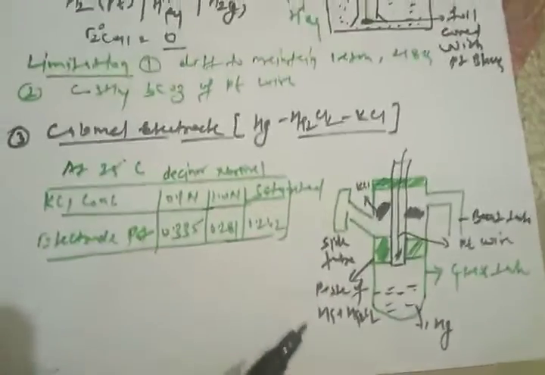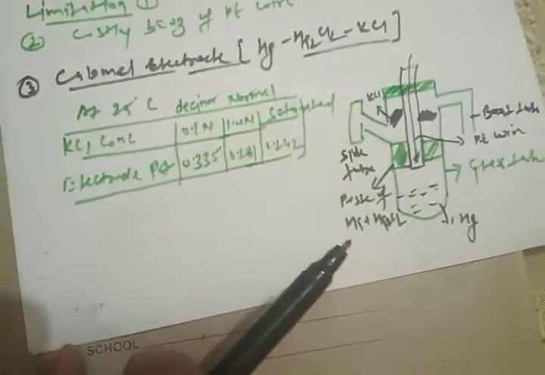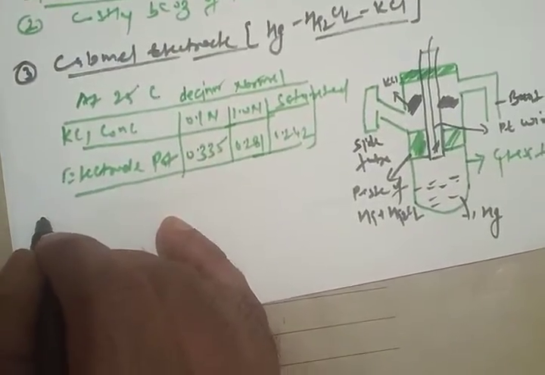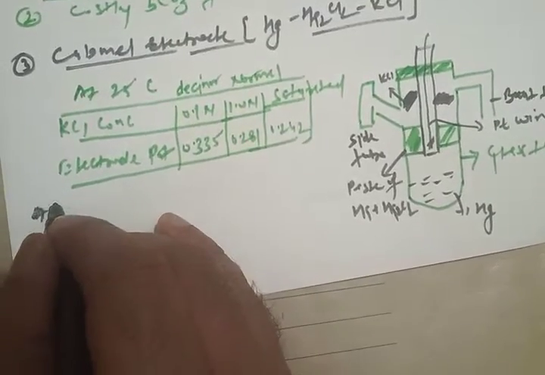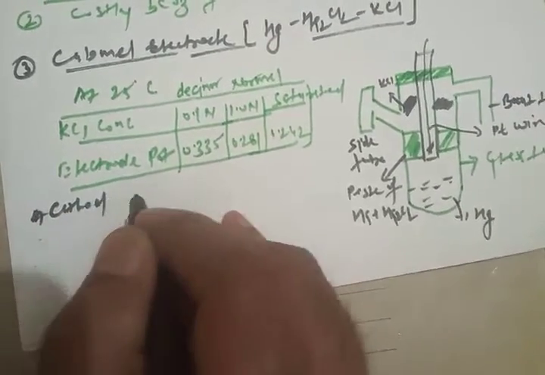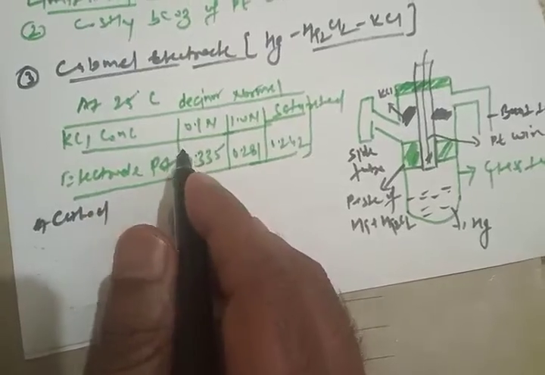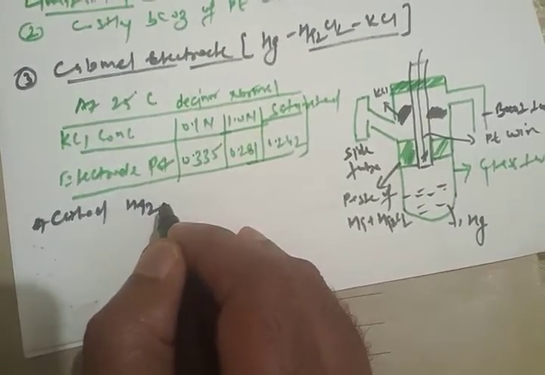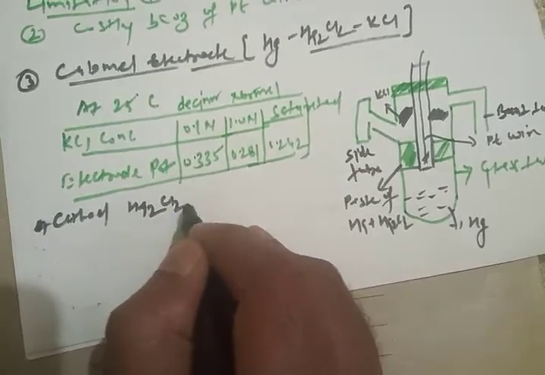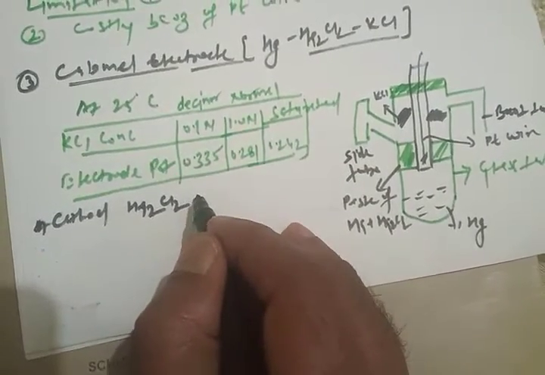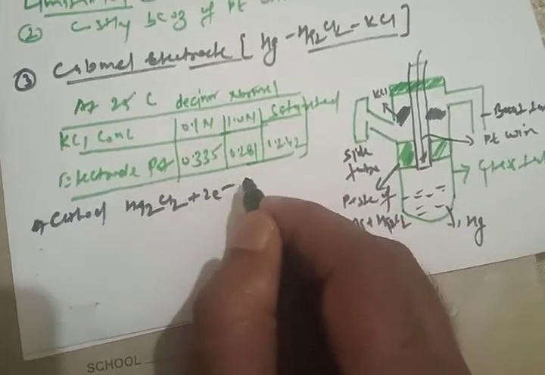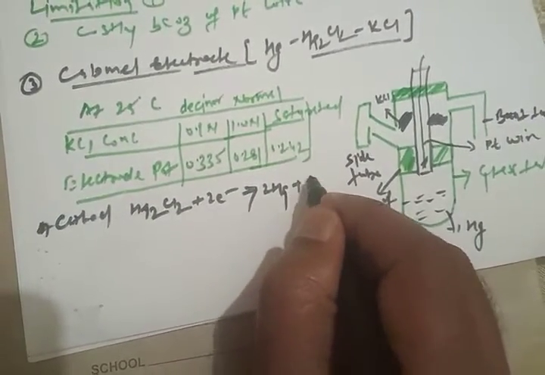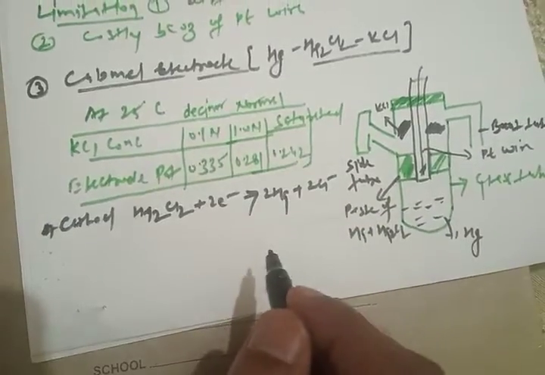Now the very important, and that's it, that is the electrode reaction. So again, first at cathode, what will happen? Reduction occurs. So Hg2Cl2, this is the mercurous chloride, takes up 2 electrons. This will give 2 Hg and 2 chloride ions.